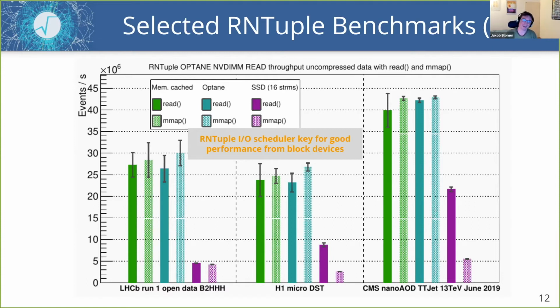In RNTuple, however, and also in T3, we have an explicit I/O scheduler. So we know upfront pretty exactly what we are going to read, which columns and which pages. We can collect this information and then, for instance, coalesce the reads and make one big read for a continuous chunk of data from the SSD. Even SSDs, which have pretty good random access performance, are still block devices. So we still win by using explicit I/O scheduling.